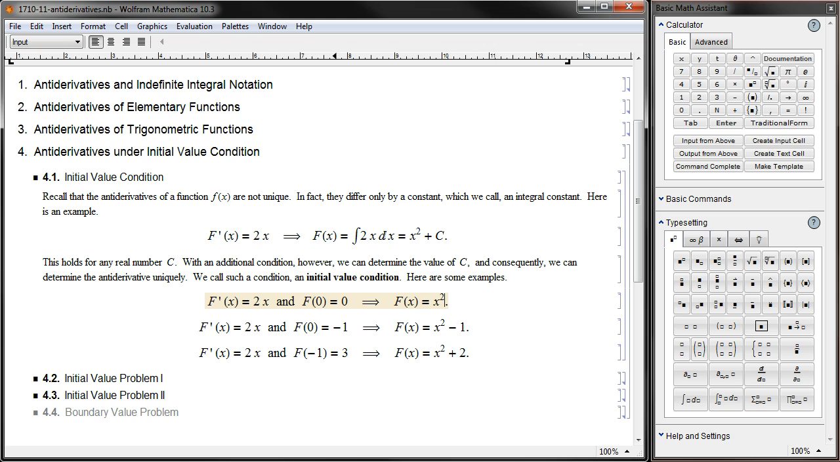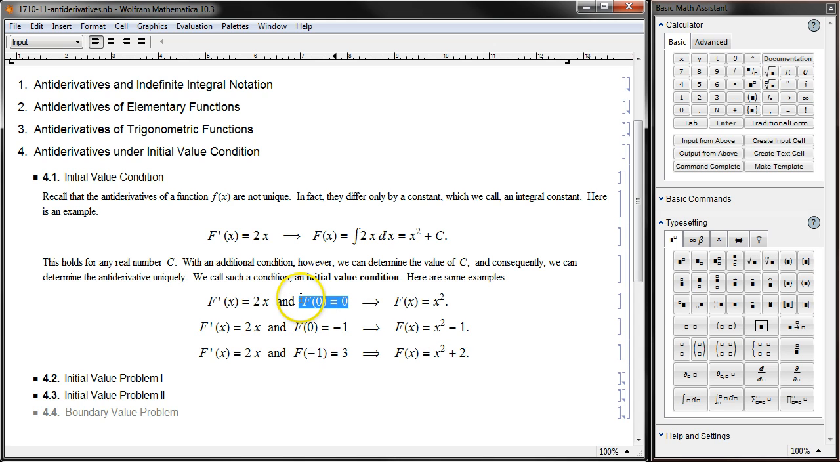Please check. Plug in x equal to 0, then we have 0. With this condition, capital F of 0 is negative 1, we have to have this function only. Please check. Plug in x equal to 0, then this one becomes 0, and we get negative 1 indeed. How about this condition? Capital F of negative 1 is 3, for example. In that case, we have to have this kind of function only: x squared plus 3. Please check. Plug in x equal to negative 1. What do you get? You get capital F of negative 1 is equal to 3.